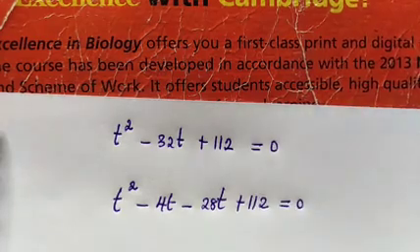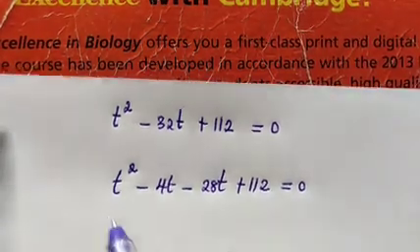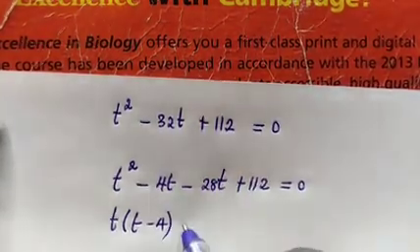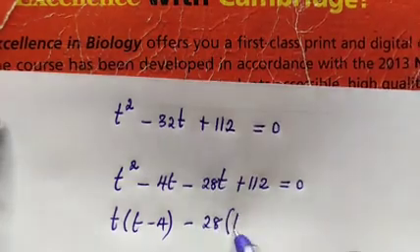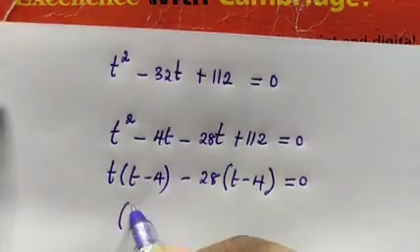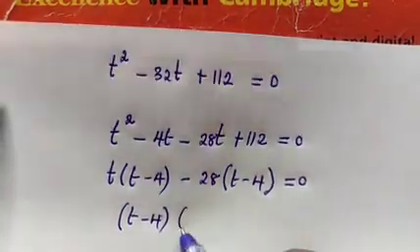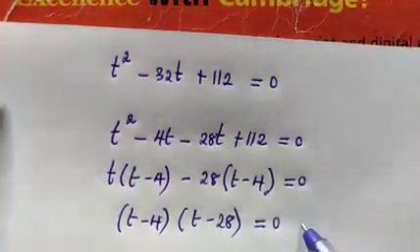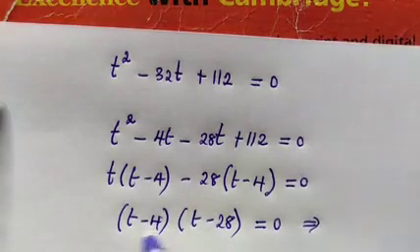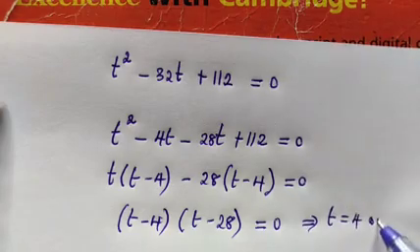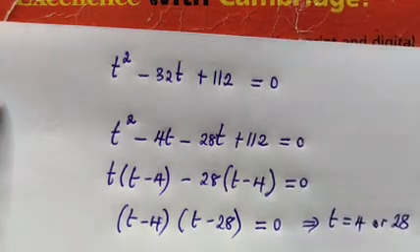This equals 0. So here, factor out t, we get t into bracket t minus 4, minus 28 into bracket t minus 4, equals 0. So we factorize this as t minus 4 multiplied by t minus 28, equal to 0, of which if you let each of these brackets equal 0, we get t is equal to 4 or 28.